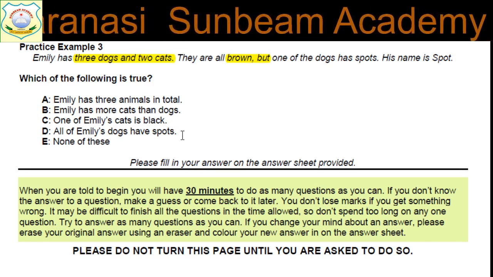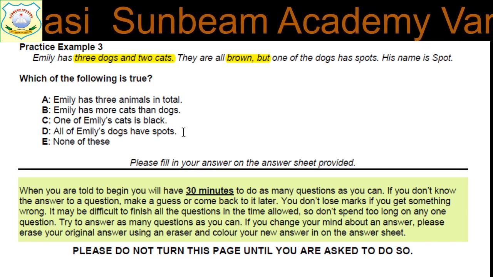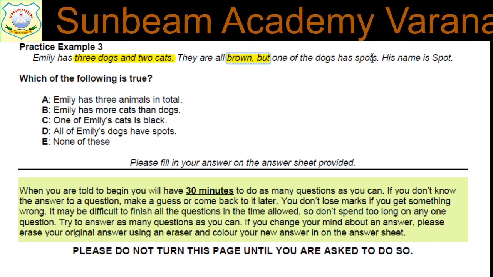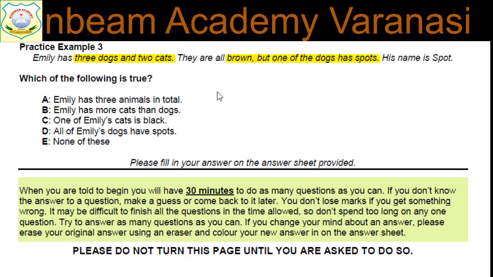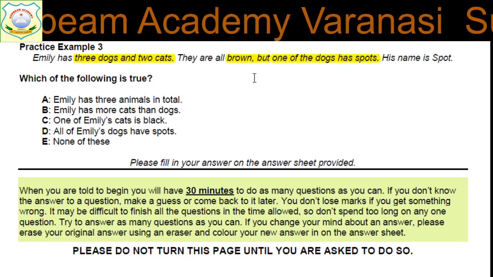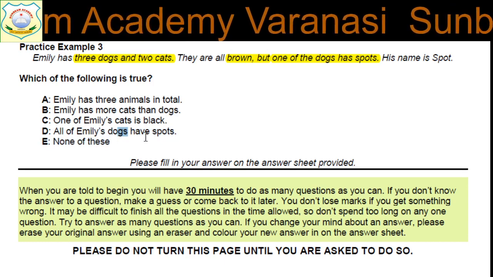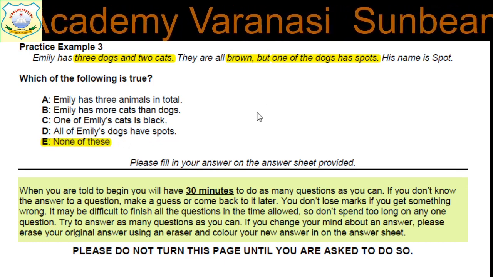Next is, all the Emily's dogs have spots. Is it right? Here it is written, one of the dogs has spots. All the dogs do not have spots, only one. So fourth option is also wrong. So here children, E option is correct. Okay, this E option is correct.